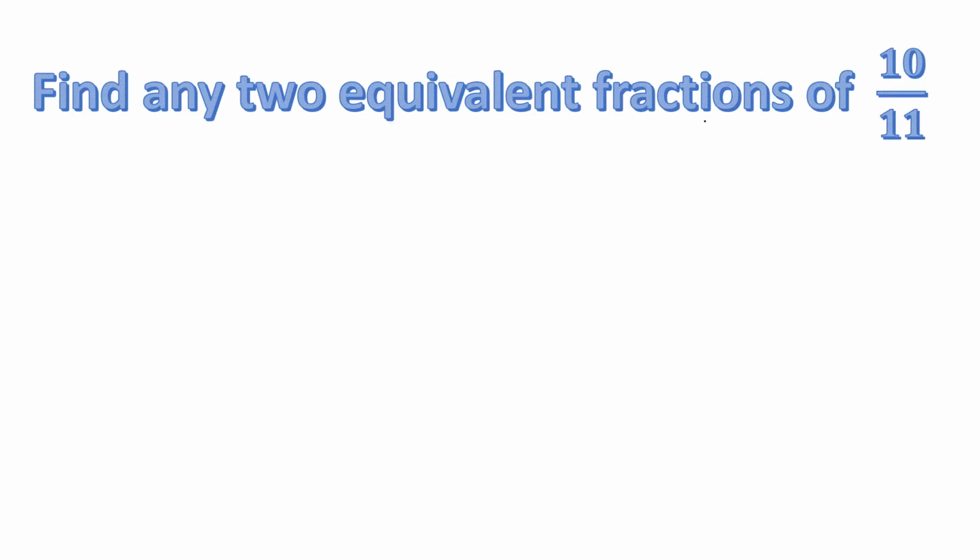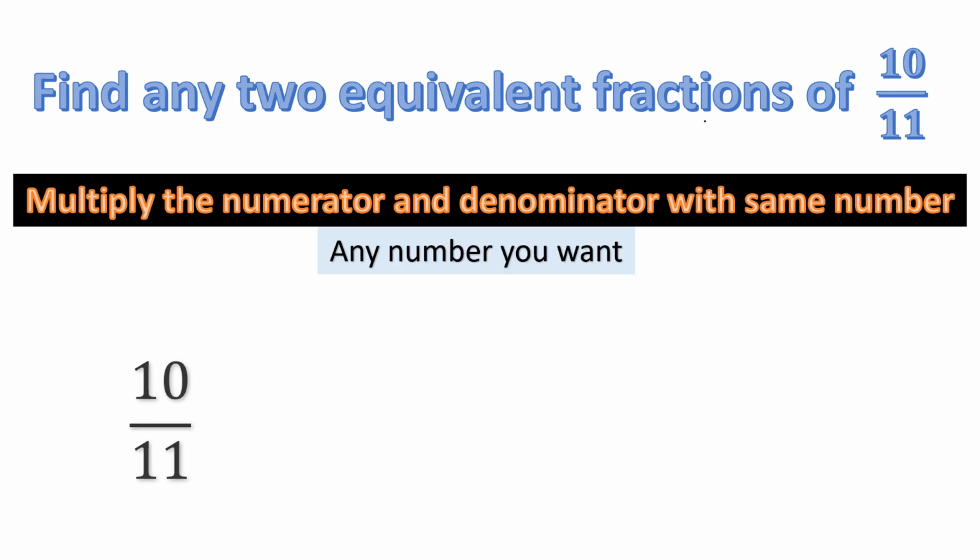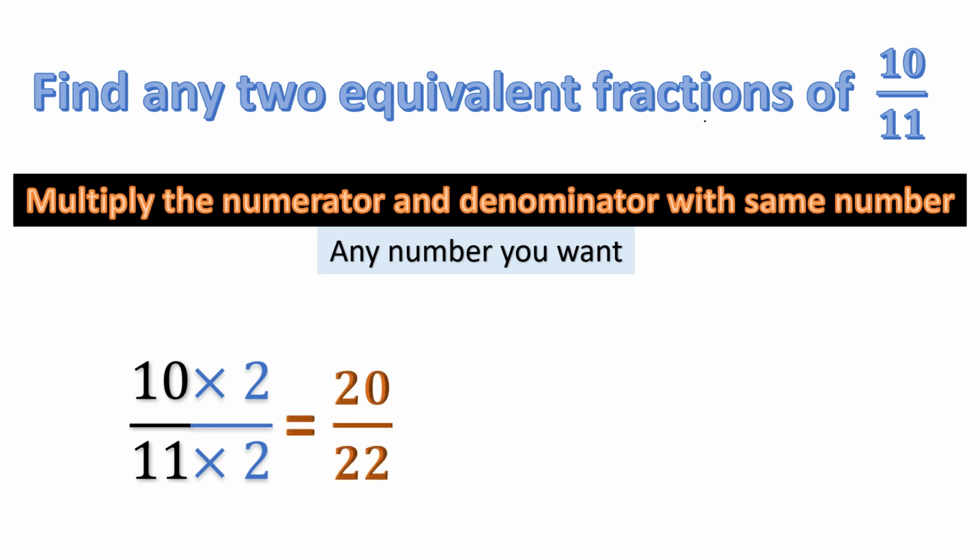Now the question is: find any two equivalent fractions of 10 over 11. Any two equivalent fractions. So what to do? Multiply the numerator and denominator with the same number. Simple. Any number you want. Okay. So here is 10 over 11. Let me multiply with 2. 10 into 2 is 20. 11 into 2 is 22. So our answer will be 20 over 22. So 20 over 22 is an equivalent fraction to 10 over 11.